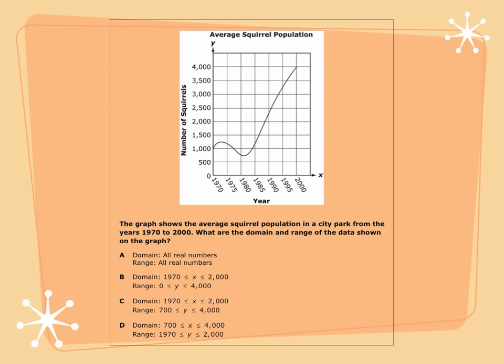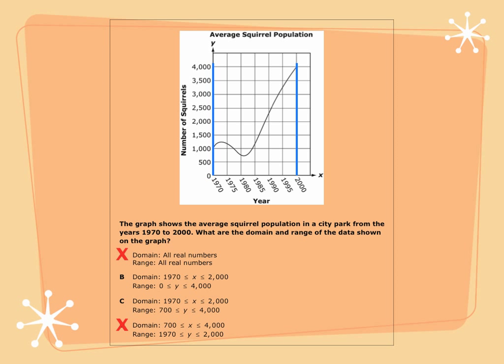If you look at this graph, let's talk about domain values first. Domain has to do with the x-axis or x values. So if you look at the horizontal axis on the bottom, you'll notice that this graph goes from 1970 to 2000. So my domain should be greater than or equal to 1970 and less than or equal to 2000. So A and D are both out. They have the wrong domain values.